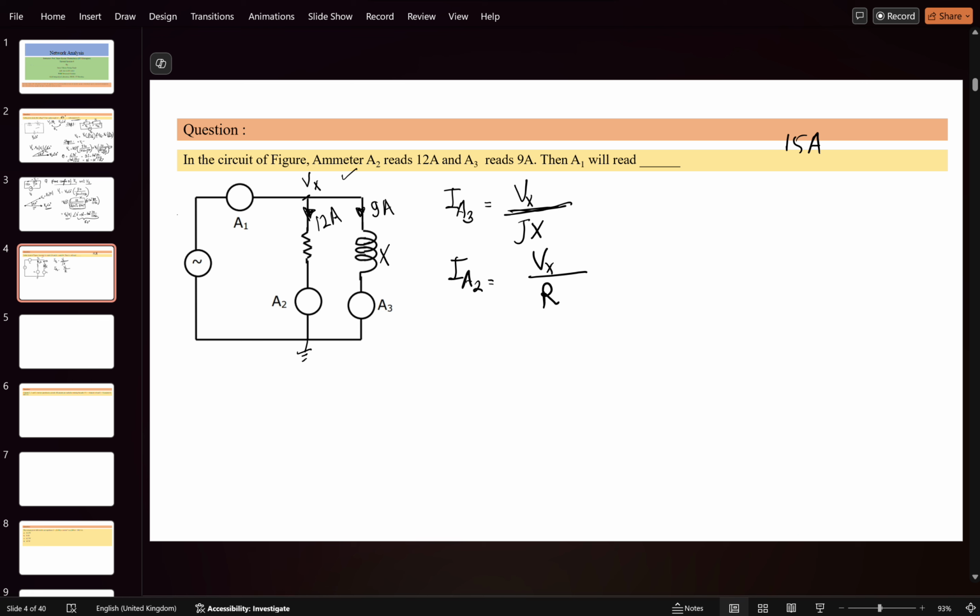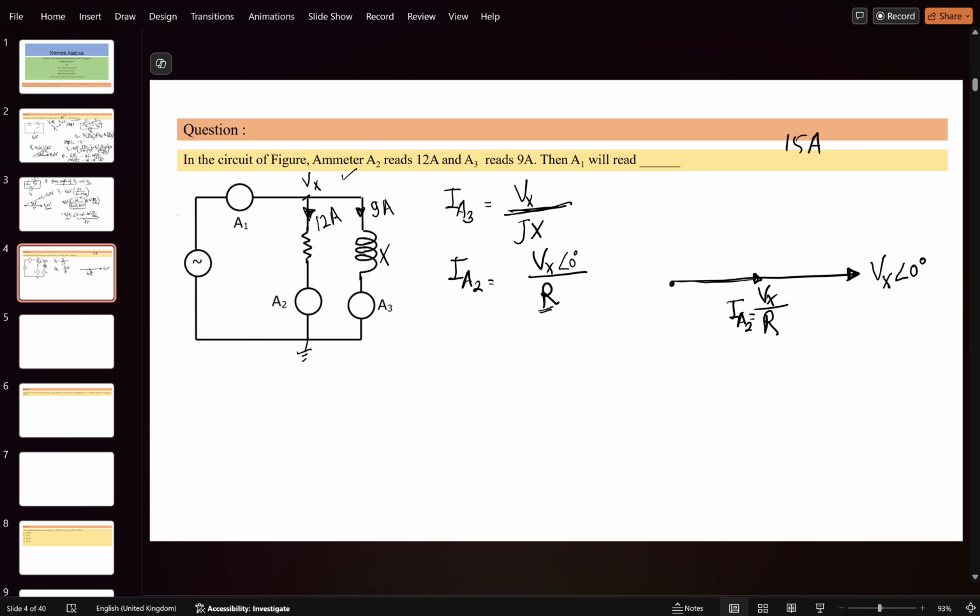Okay. So if you draw it in terms of the phasor, I'm not concerned about the magnitude. I'm concerned about where it lies in the phasor. Let's take the Vx as a reference. If I'm taking Vx as a reference, Vx angle 0 degree, so the current IA2 will lie on the same line because this is also angle 0 degree. So the resistor is there, so a magnitude drop is there, but the phase angle will remain. So this is actually the Vx by R. This is IA2.